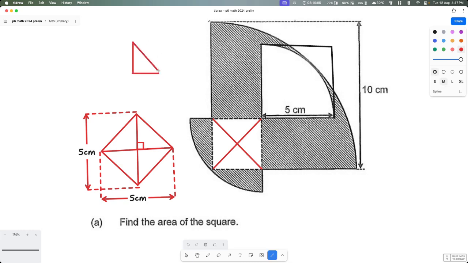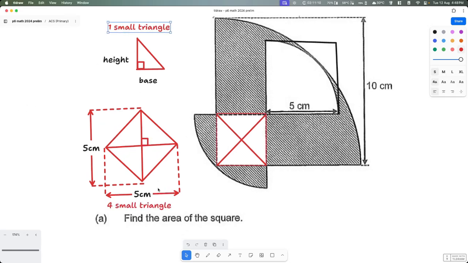So what do you think? What's the length of this one single right angle triangle? So we have this thing over here. This is the length, base and height. That's what you see over here. So what do you think is the base and height for this small little one? So this is one small triangle, and there are four small triangles in this one over here.